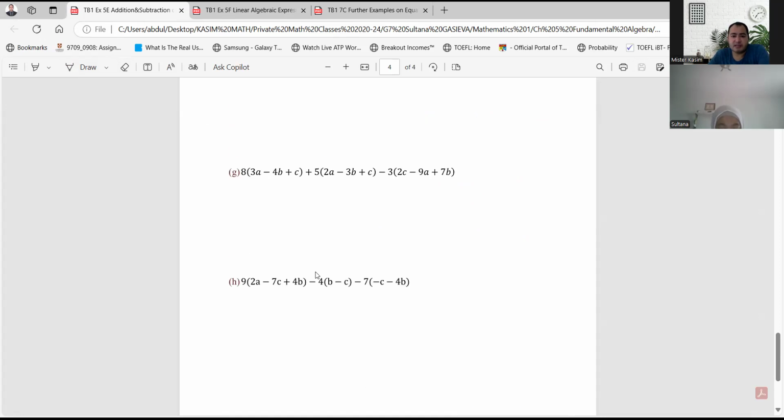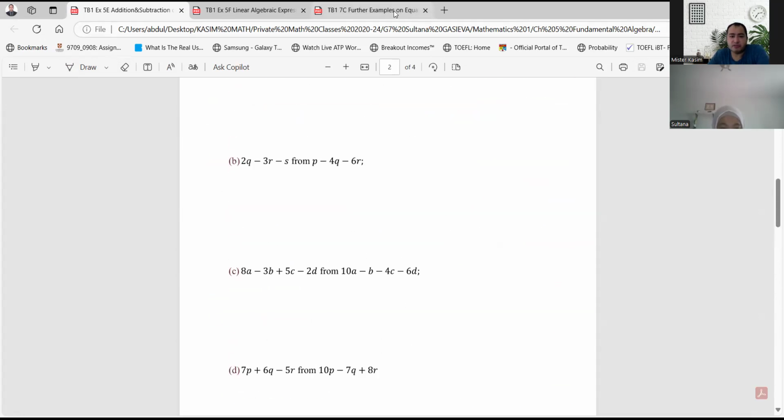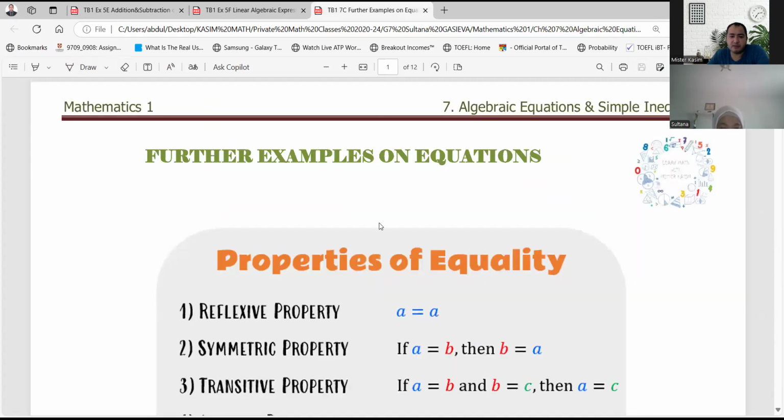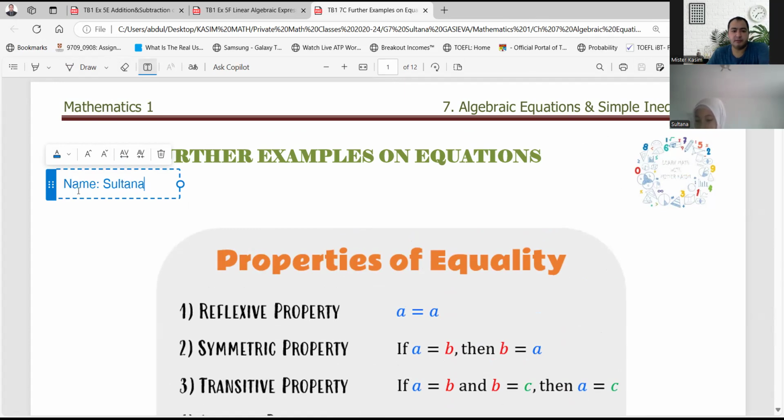Now, let's practice a few equations. Then we will do something else, okay? Today, we will practice more different equations. Just write your name here. And also the date.